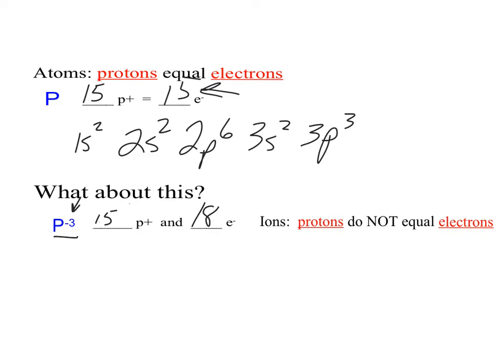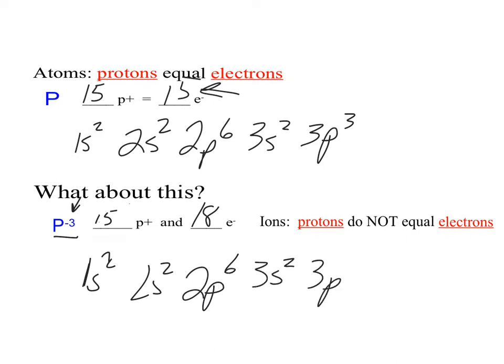But when I start dealing with ions, that's going to change what my electron configuration looks like. It'll look similar, but it's going to be a little different. So 1s2 is still there, 2s2 still there, 2p6, 3s2, but this time instead of 3p3, let's check our math.